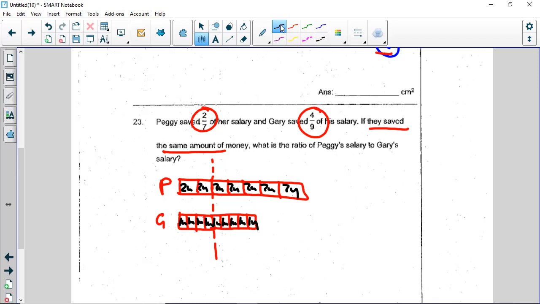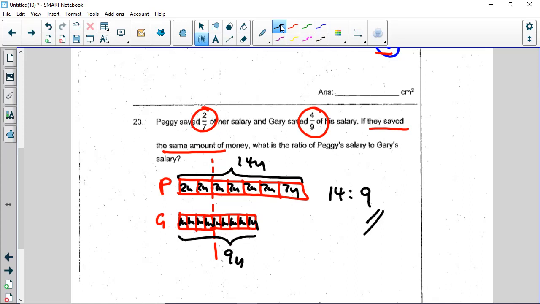So what's the ratio of Peggy's savings? Peggy has how many units of money? That will be 2, 4, 6, 8, 10, 12, 14. All right, Peggy has 14 units. Gary has how many? Gary has 9 units. So the ratio of Peggy to Gary has to be 14 is to 9. And make sure that's the simplest form. And your answer is 14 is to 9.